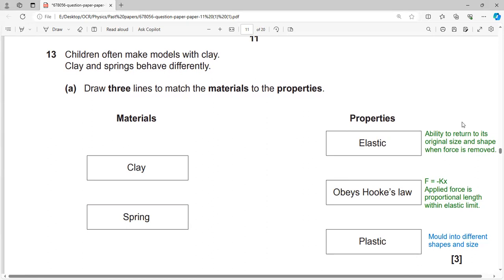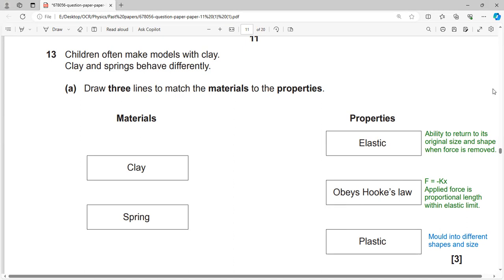Children often make models with clay. Now, clay and a spring behave differently because the spring has a different structure, a metallic structure, while clay is not a metallic structure. Draw three lines to match the material to its property. These properties are given, for example, elastic. Elastic is the ability to return to its original size and shape when the force is removed.